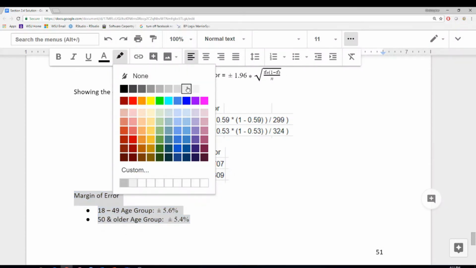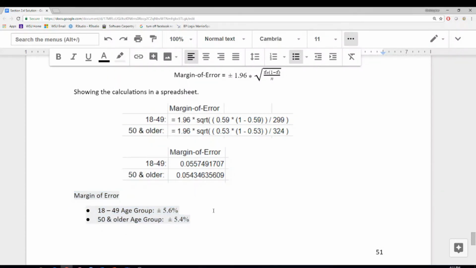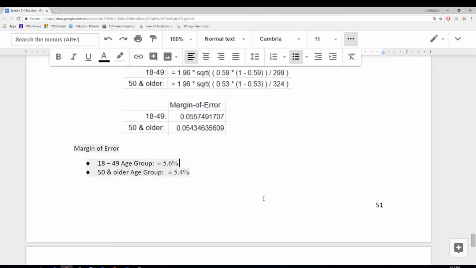So those two margins of error are actually pretty close to one another, and that is because the total number of people surveyed here is pretty close, and also the pi hat quantities are pretty close. The 50 and older age group, their margin of error is just slightly less because they have a little bit more people in there. Notice that n, the number of people, is in the denominator of this quantity. So as the number of people increases, the margin of error is going to decrease.